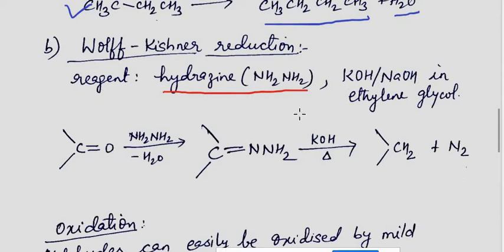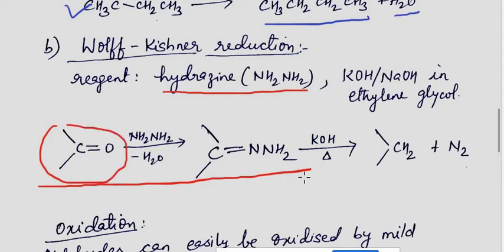So basically Wolff-Kishner reduction takes place in two steps. In the first step, the carbonyl group reacts with hydrazine, and this reaction you have already studied. What type of reaction is it? It is a nucleophilic addition reaction. You have studied this in the table when we were discussing nucleophilic addition reactions, and when this carbonyl group reacts with hydrazine, the product formed will be hydrazone. We call this product hydrazone.